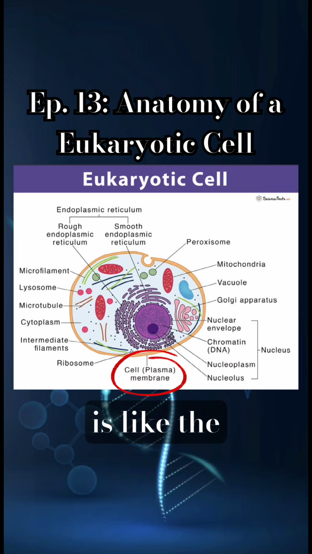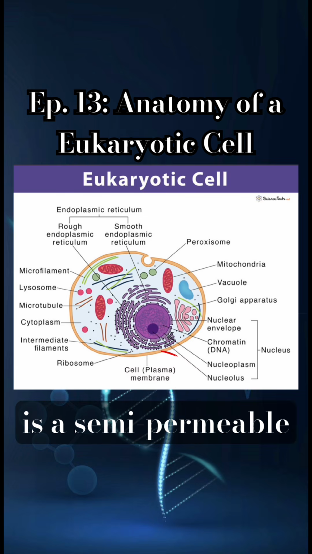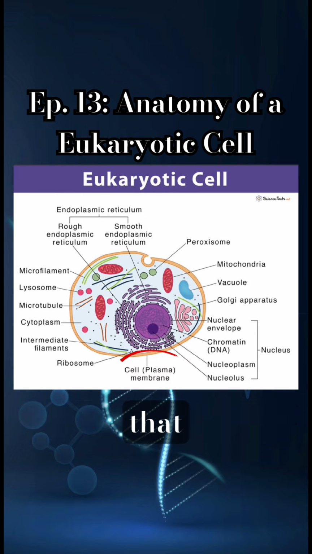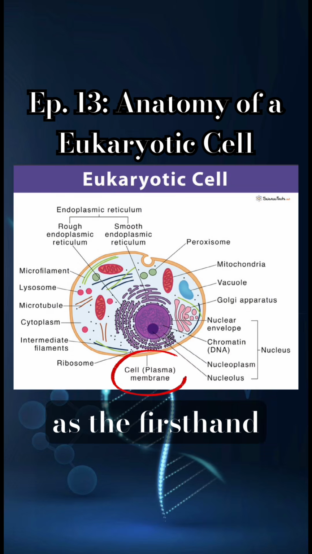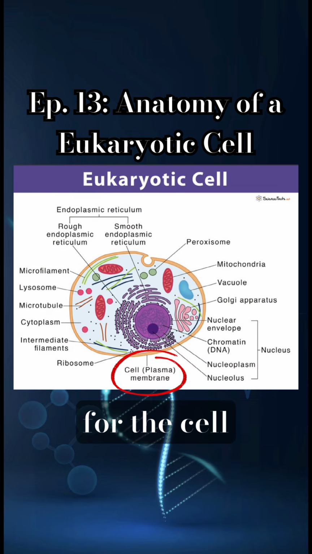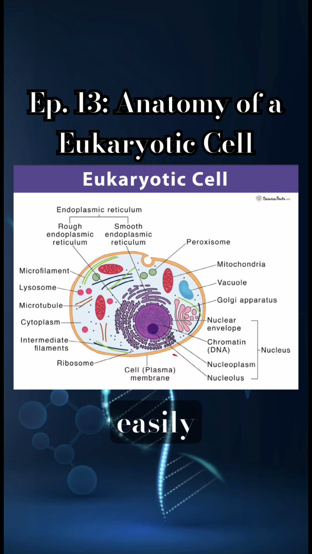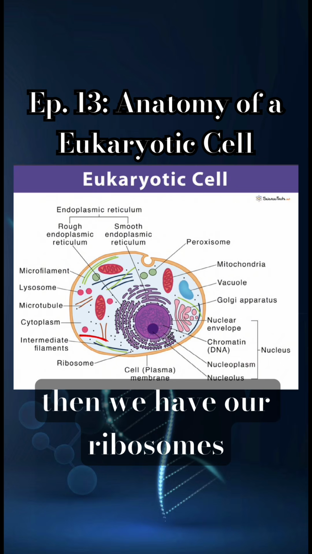Next, we have our cell/plasma membrane. This is like the bilipid layer that is a semi-permeable membrane that only allows certain things to enter and exit the cell. It basically acts as the first-hand protector for the cell to make sure that intruders don't enter as easily. And then we have our ribosomes.